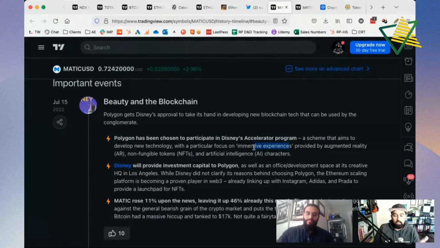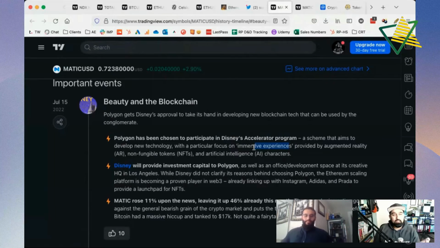Now, if you haven't been in the space for longer than 3-4 months, an obvious question that arises is why? Why Matic? Matic is obviously a layer 2 on Ethereum. It's not even the most robust. It doesn't have the most features. It doesn't even have its own NFT ecosystem. Why? Well, Ahmed, you and I have spoken about this previously last year.